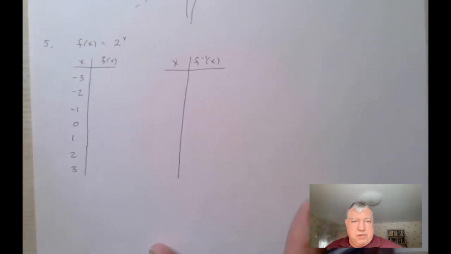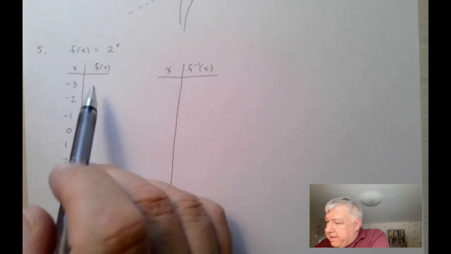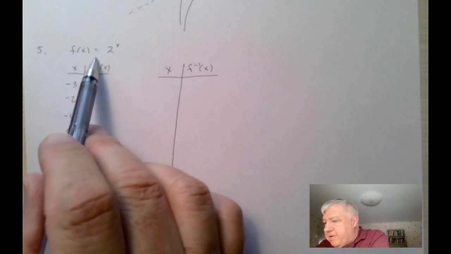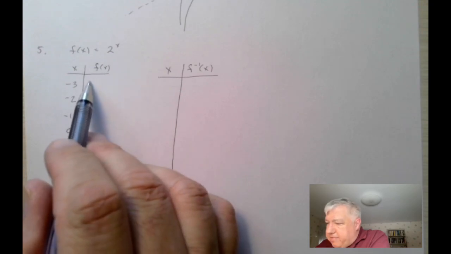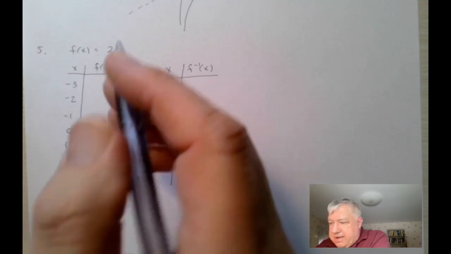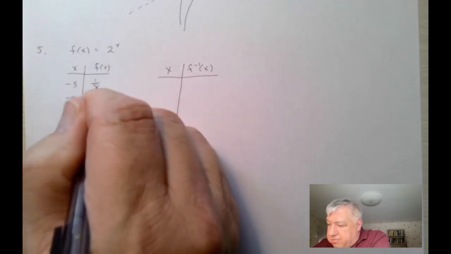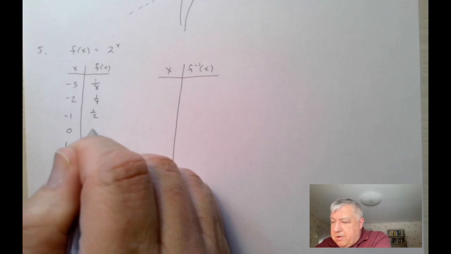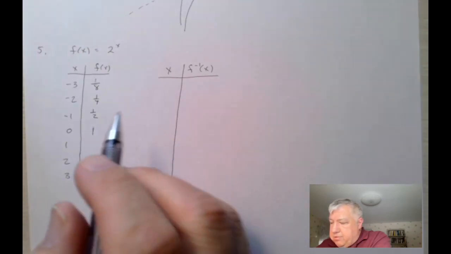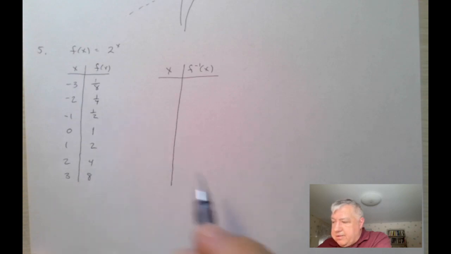Just to give you an example of how this would work, if f of x equals 2 to the x, we're familiar with this, right? If we plug in -3, we get 2 to the -3, that's 1/8. 2 to the -2 is 1/4. 2 to the -1 is 1/2. 2 to the 0 is 1. 2 to the 1 is 2. 2 squared is 4. 2 to the third is 8.